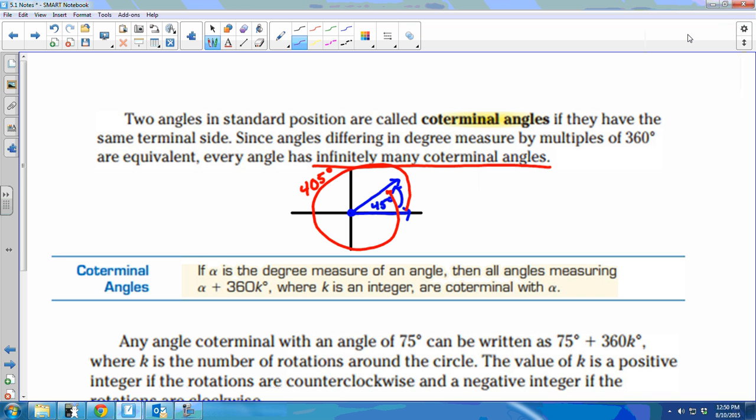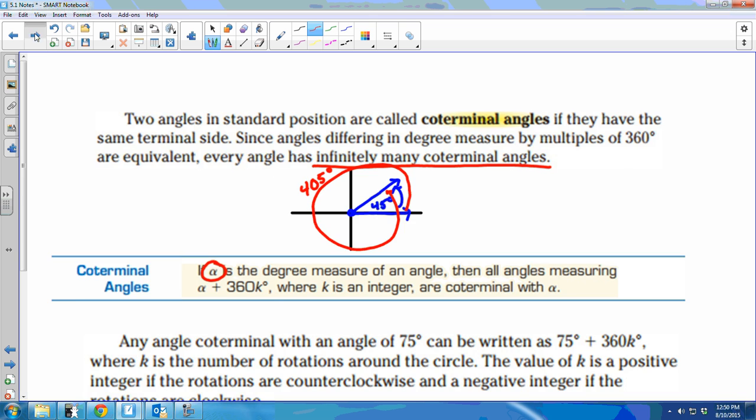So if you have some angle, alpha is what our book uses as an angle measure. So alpha could be any angle. If alpha is the degree measure of an angle, then all angles measuring alpha plus 360 times k, where k is an integer, are coterminal. That makes sense. So you keep adding or subtracting 360 over and over again, you're going to keep ending up with the same terminal side over and over again.